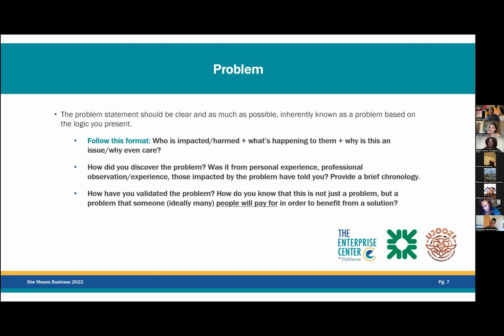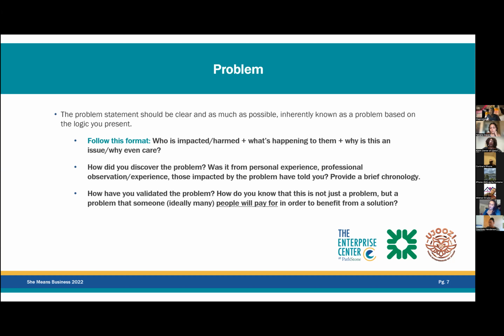So that should be very, very clear. And it should sound like a problem. Who's impacted? What's happening to them? What is this problem doing to them? And why is it an issue? How did you discover that it was a problem? Is this something that you've experienced? Something someone very close to you has experienced? You really want to illustrate for us where this problem came from and how it was decided that there was a problem. And then have you validated that problem?